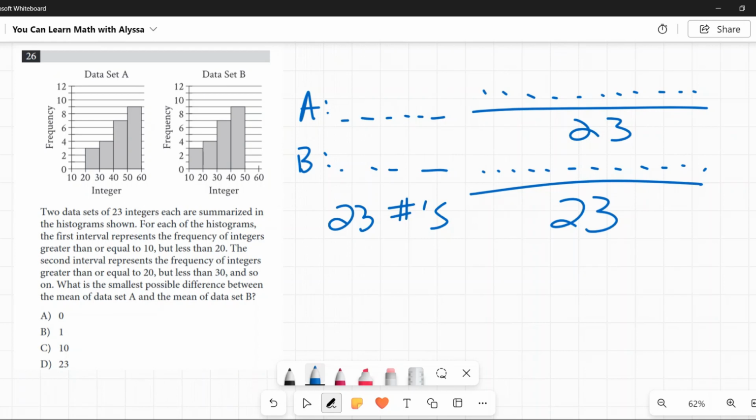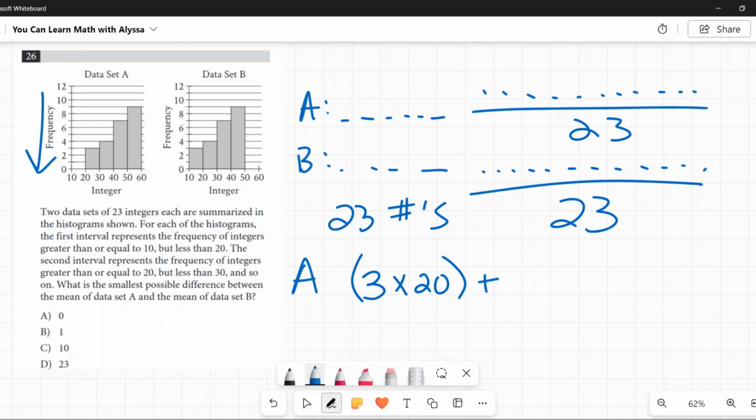So let's write down what the possibilities are. For data set A, there are no numbers from 10 to 19, but there are 3 numbers from 20 to 29, and we want this to be low. Remember, for data set A we want it to be low. So there are 3 numbers, and I'm going to say all of them are 20, the lowest possible value.